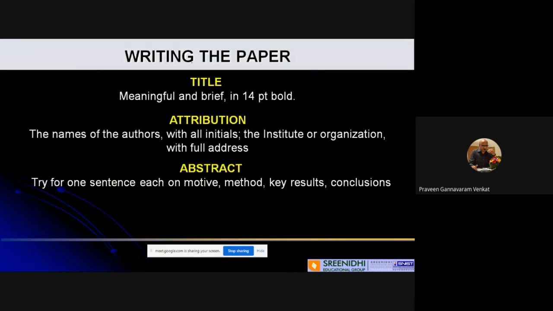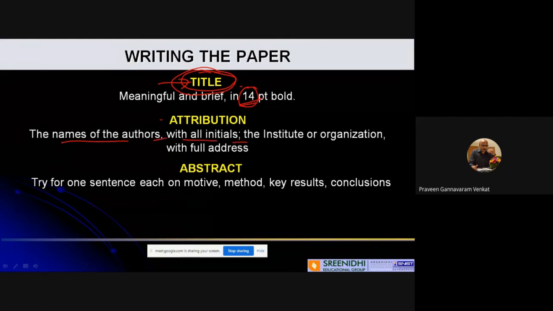So the skeleton of the paper is, first, the title should be there, and it should be a meaningful title, like a nomenclature. We are naming our paper, so the title is nothing but the name of our paper. And generally it is given in size 14. And the attribution means the names of the authors, which you have to give with the full address.